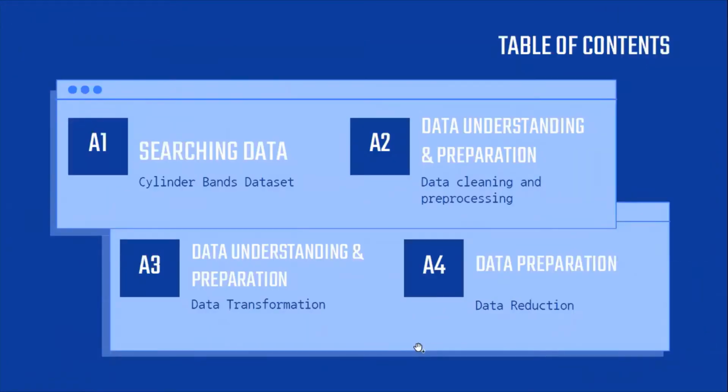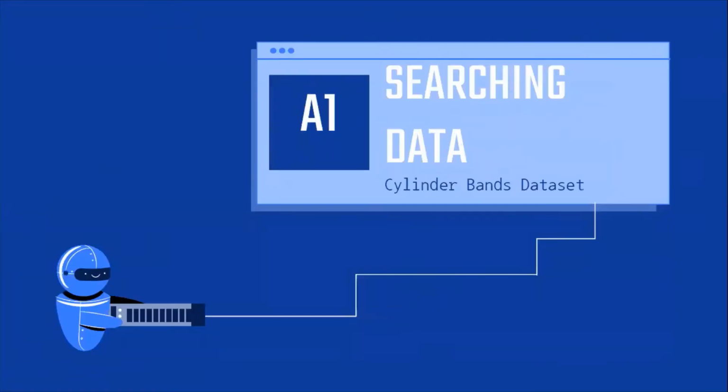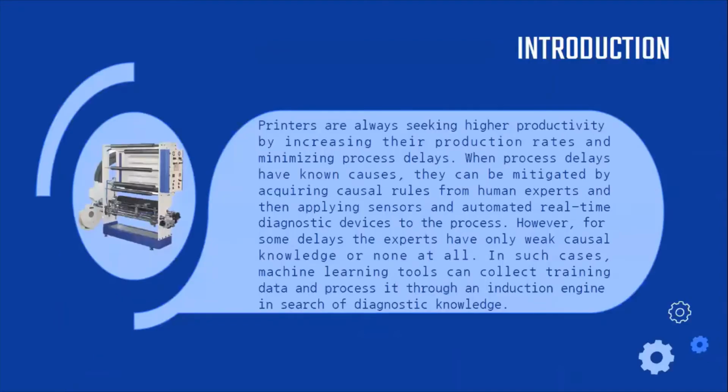In our project, we'll be doing the task of searching the data, understanding and preparation of data, which includes cleaning and pre-processing and data transformation. And lastly, we will do the data preparation of data reduction. So first is searching for data. Our group has chosen the CylinderBands dataset.